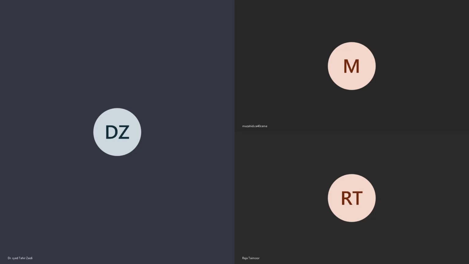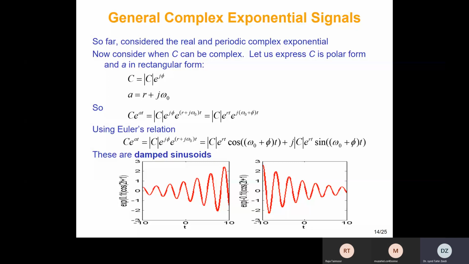Okay, so this was the last slide that we covered, and in this we saw what happens if both C and A in your complex exponent are complex. Here we have C e raised to the power of AT. This is your complex exponential, this is your exponential signal. So if both A and C are complex, then what happens?